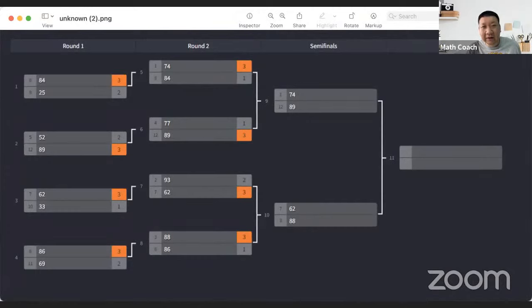And so we have 4 people, which are both large numbers, with 70. So 74, which is original number 1, and 89 is original number 12. So yes, it means that we can change things, right? And so we always need to continue to practice. 62 is original number 7, and 88 is original number 3, right?